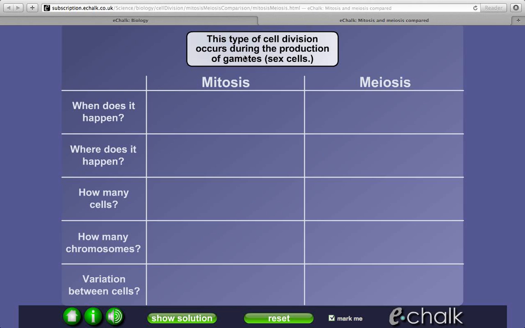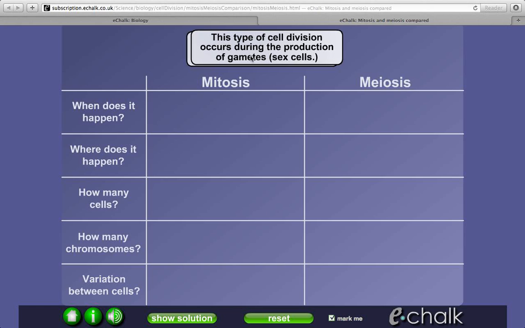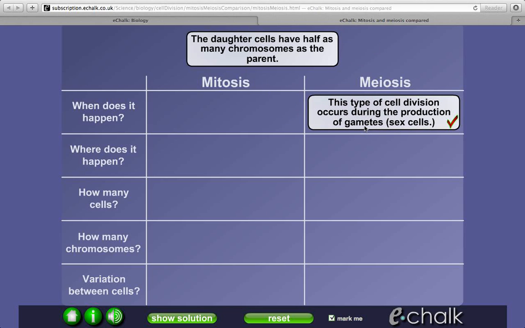This type of cell division occurs during the production of gametes. Okay, so we're looking here, and this is a when does it happen? So what produces gametes? And hopefully you should know that that is meiosis.